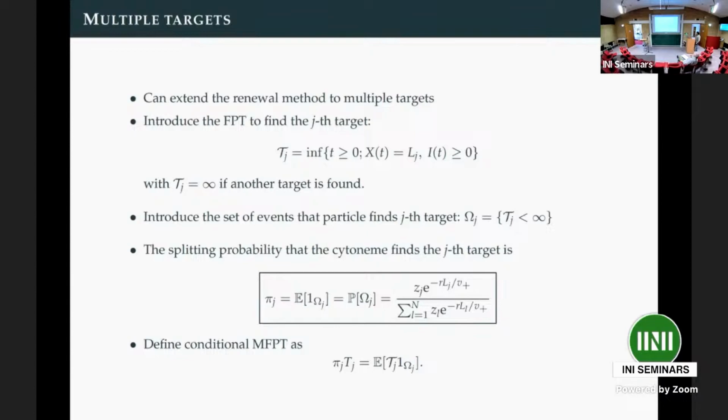For example, the splitting probability for this simple problem is quite easy. Zj is the probability that you grow in the j correct direction. You've got a factor to do with the fact it takes time to reach the target. And basically, you get a straightforward formula. Because if you like, the splitting probability doesn't care about time, so it doesn't really care about how many times you reset. So that doesn't come up in the formula. But of course, the conditional first passage times are much more complicated.